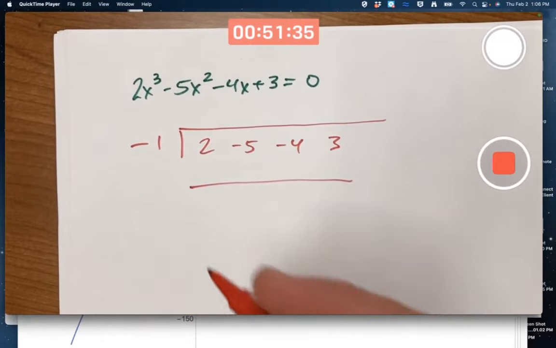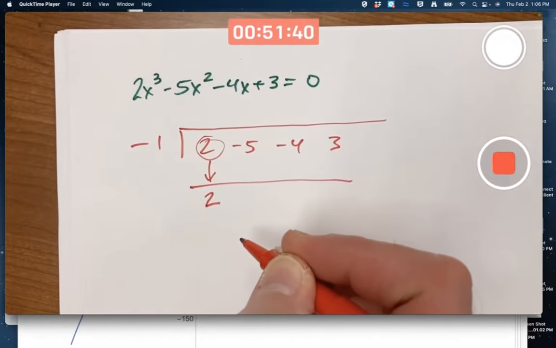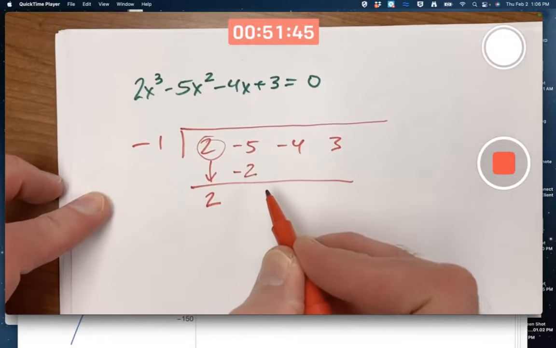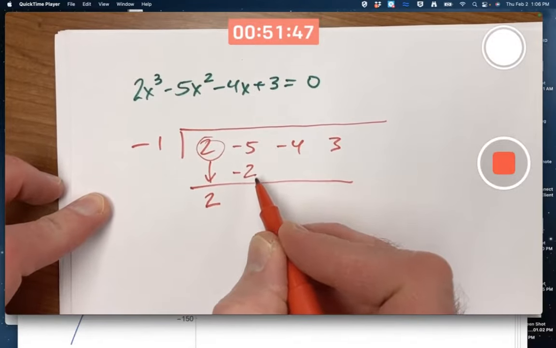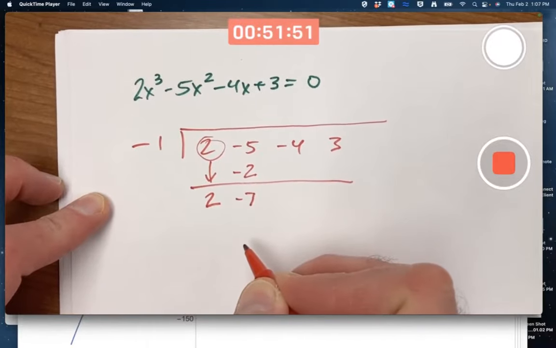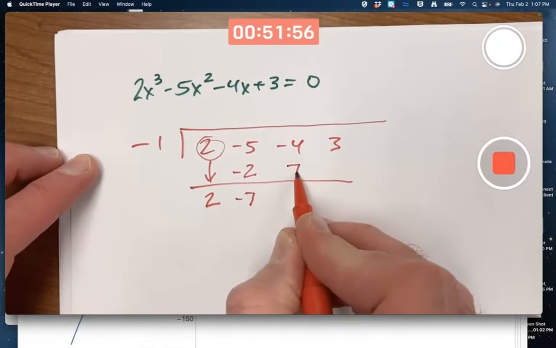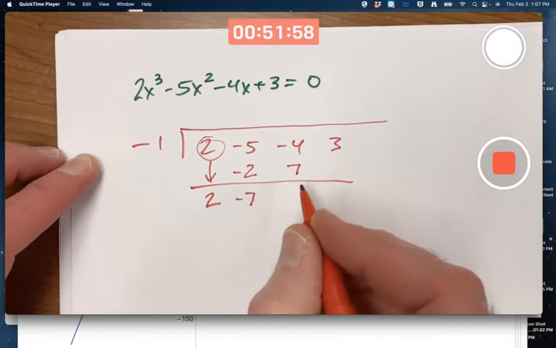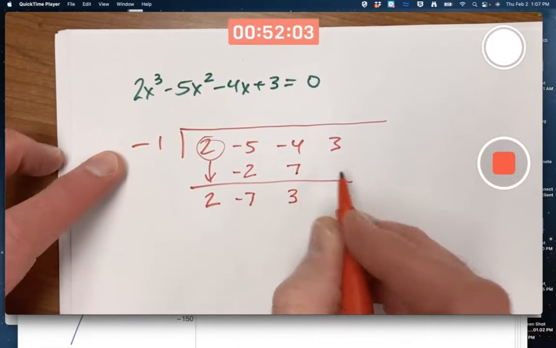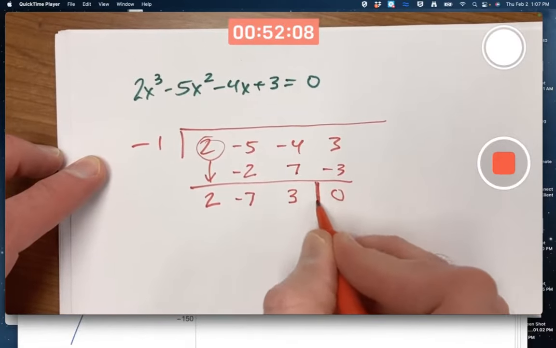And the way you do synthetic division is you take the first number here, bring it down, put it there. Then you multiply these two numbers. -1 times 2 is -2. Put it right there. Add -5 plus -2 is -7. Put it right there. Multiply -1 times -7 is +7. Put it here. Add -4 plus 7 is +3. Multiply -1 times 3 is -3. Add 3 plus -3 is 0. Put a line there too.